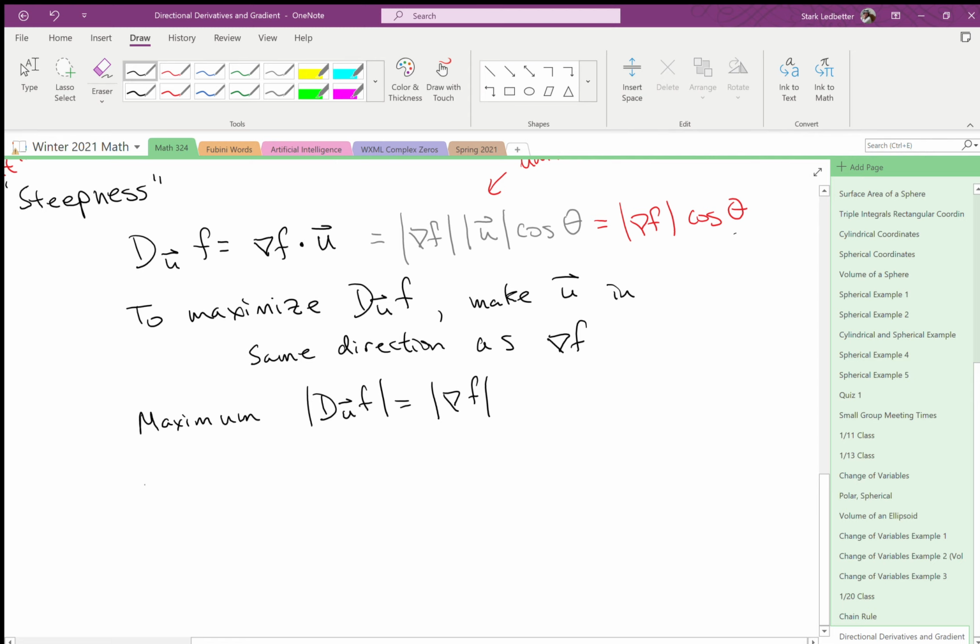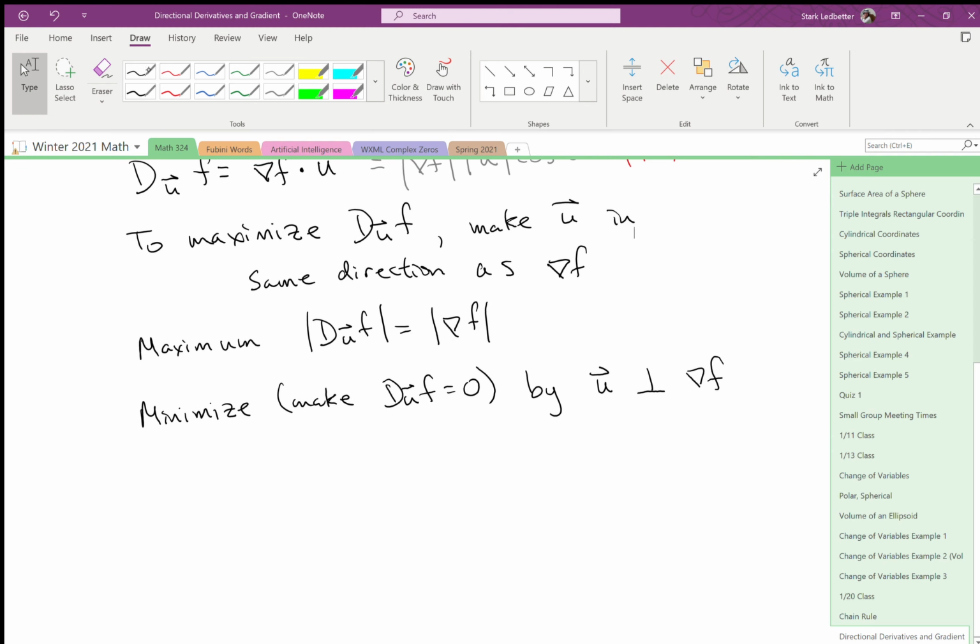And then we can also make it 0 by making u orthogonal, or perpendicular, to del of f. That's making theta pi over 2 here, and then that would make that 0. And you learned that at 126, the dot product of two orthogonal vectors is 0. And this is what gives us what we call the level curves.